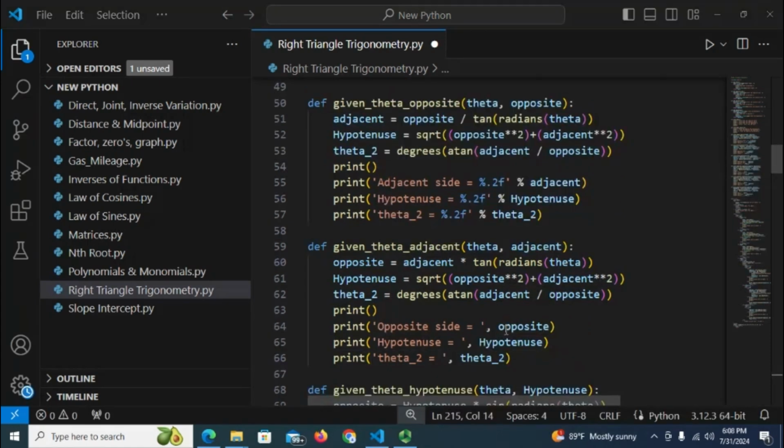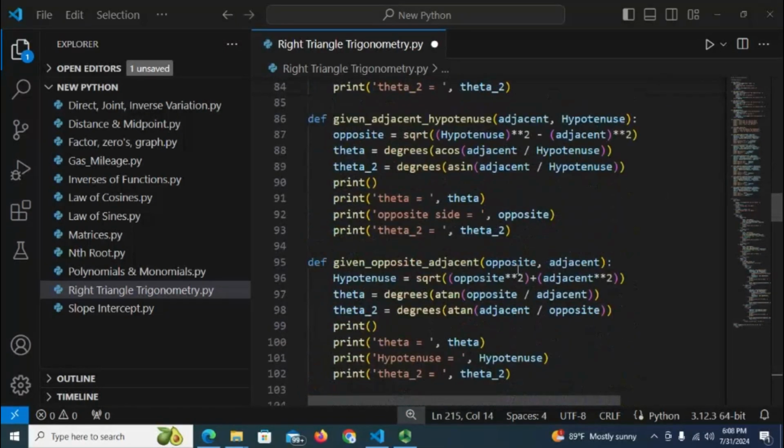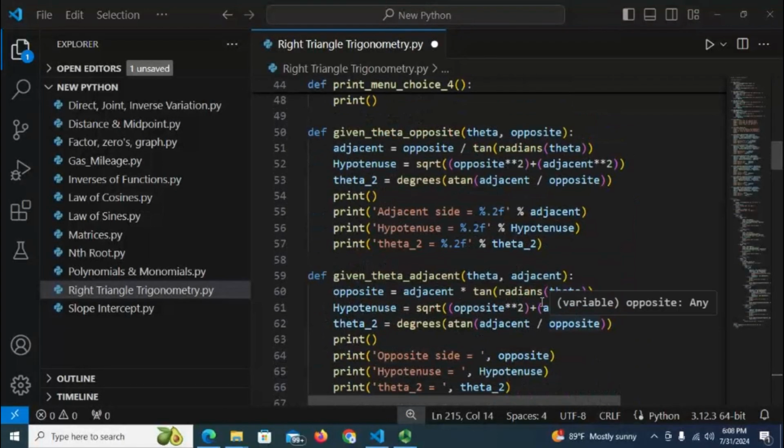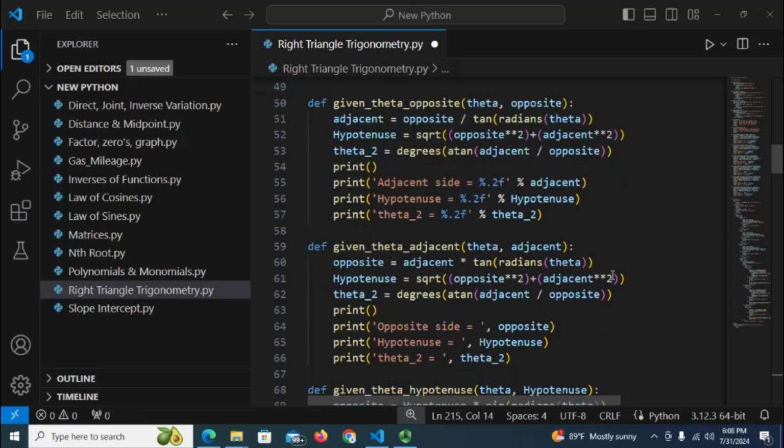And all right, so we're back. After the first function, I made 5 more functions, and they follow the same procedure, obviously different math aspects, but they compute based on the parameters in each function. They compute the unknowns, and then we print those unknowns to the user to solve the triangle. The first one is theta and adjacent. That'll take theta and adjacent as input from the user, and then we compute opposite, hypotenuse, and theta 2, and then we print those results to the user.